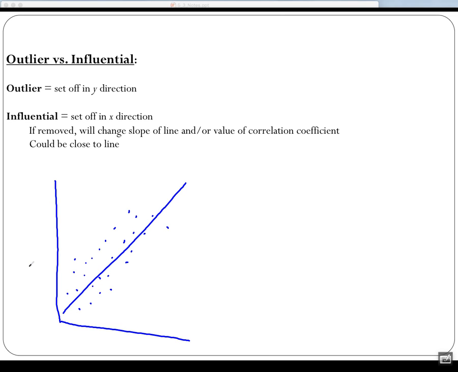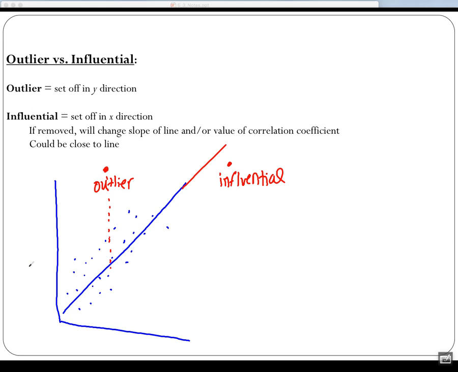So let's say this is our data set and that is our least squares regression line. A point up here is an outlier, set off in the y direction pretty far. A point set off in the x direction, like over here, would be influential. Notice that an influential point can follow the trend. So this point follows the rest of the trend, but it's influential because it's far in the x direction from the rest of the data points.